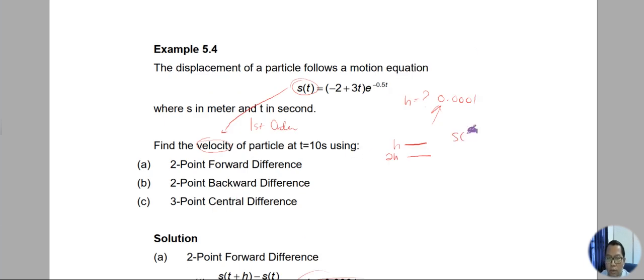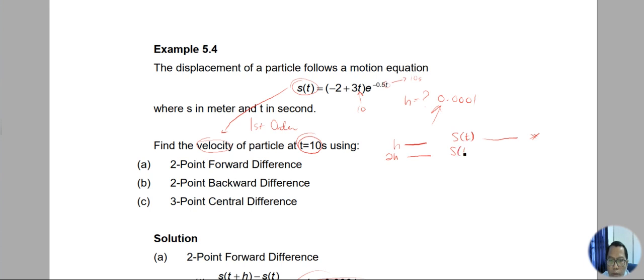And then what else? You have to determine what is the value of s(t). How? You just determine by using a calculator. You key in all these things, but you have to change this value t to be 10, because in the question they ask you to find the velocity of the particle at t equals 10 seconds. So here t you have to change to be 10 seconds, and then you will get this value.